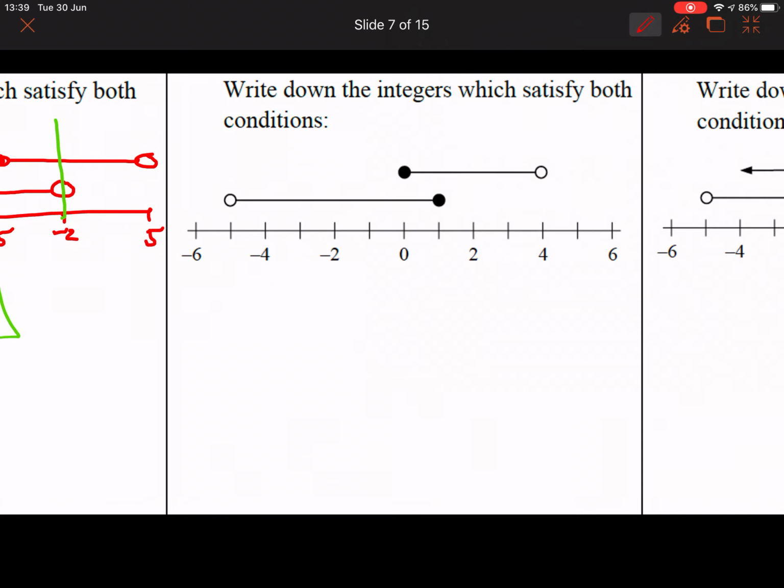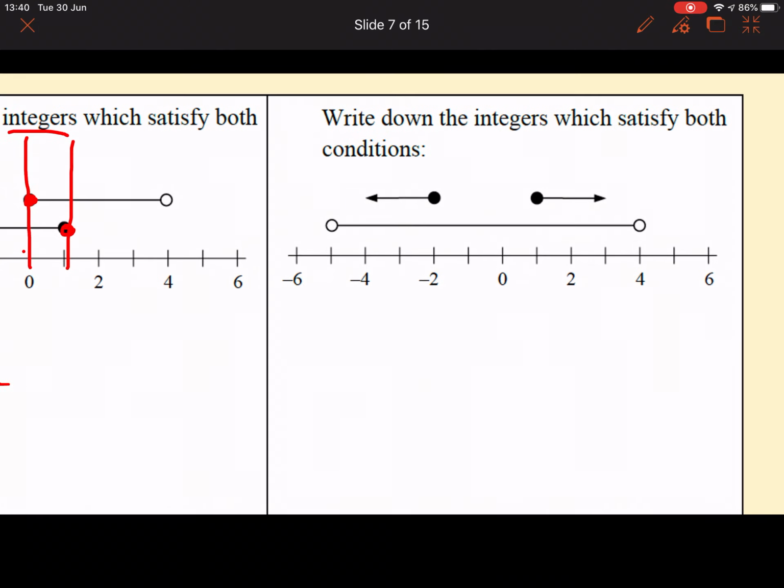Write down the integers which satisfy both conditions. So again, we've got this bit where they overlap, that's what I'm interested in. But think really carefully about the ones at each end. So 0 is where it starts. Could it actually be 0? Yes, because that's a shaded circle. Yes, it can be. It wants integers, so only whole numbers. The next whole number is 1. Again, that's right at the end of our section, but it is a shaded circle, so it can also be 1. Okay, so 0 and 1 are your only possible answers there.